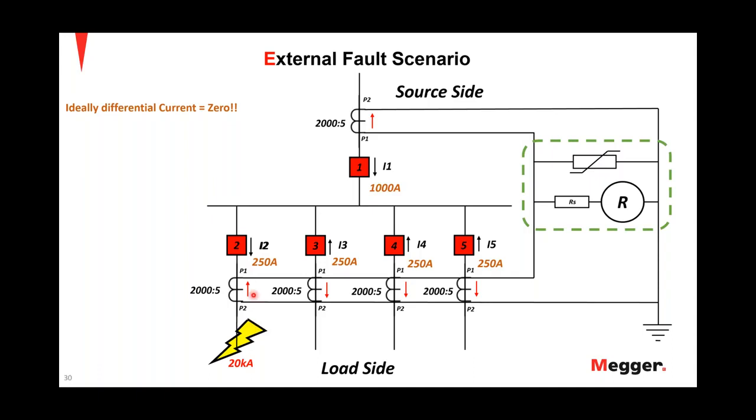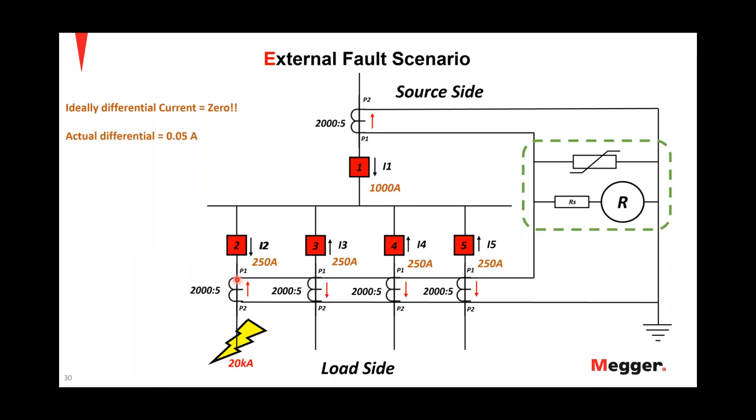But what happens when this high magnitude fault happens, and what happens to the CT, is the question. There is a chance that this CT can saturate because of that high magnitude fault. The reason it saturates is that it carries the most current in the circuit at the time of the fault.